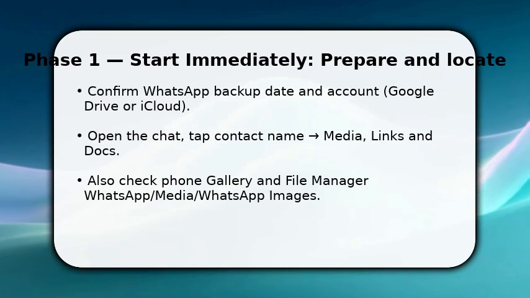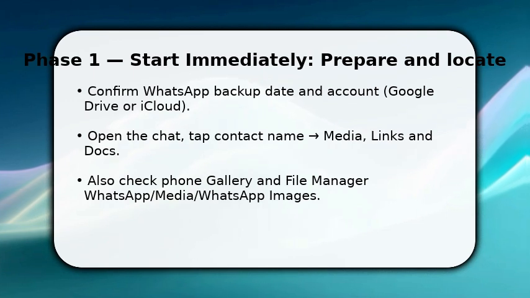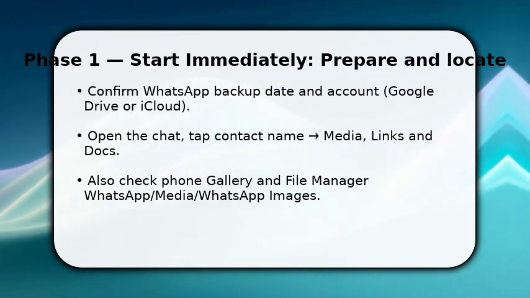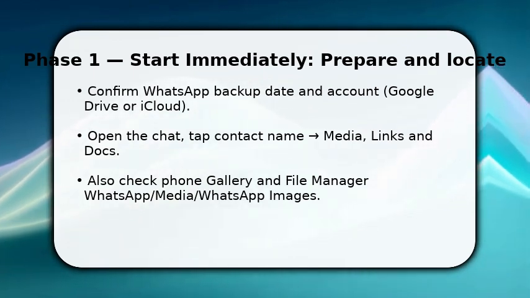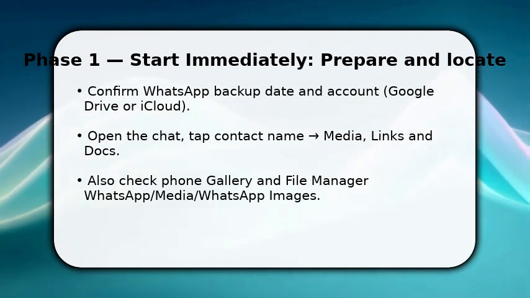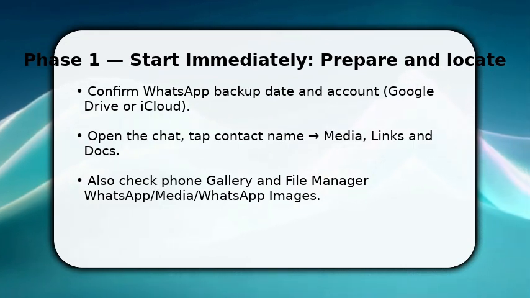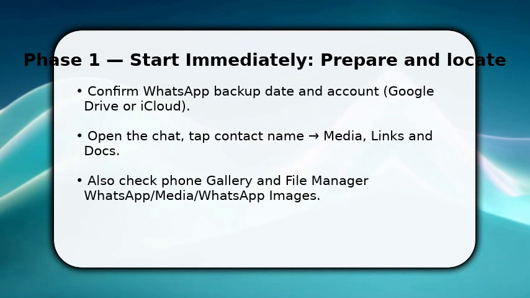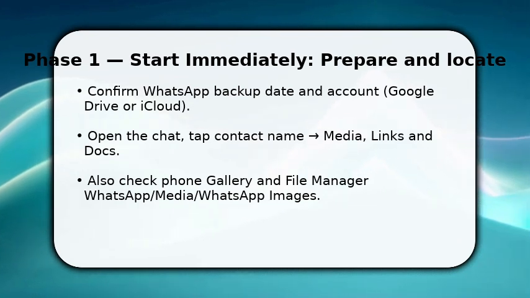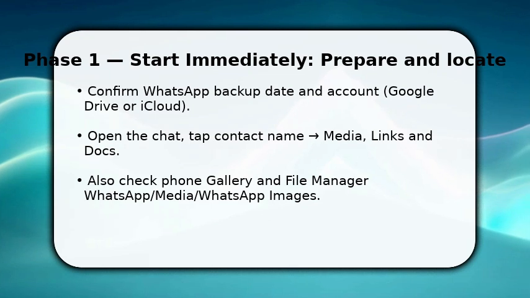You start by confirming a backup and where media is stored, because that determines if a deleted photo can be retrieved. Open the chat now, tap the contact or group name, then choose Media, Links, and Docs to scan visible images. Make sure you also check your phone gallery and the file manager path WhatsApp/media/WhatsApp images. Sometimes the file remains on device even after deletion in chat. Once done, note the message timestamp and backup date before moving on.